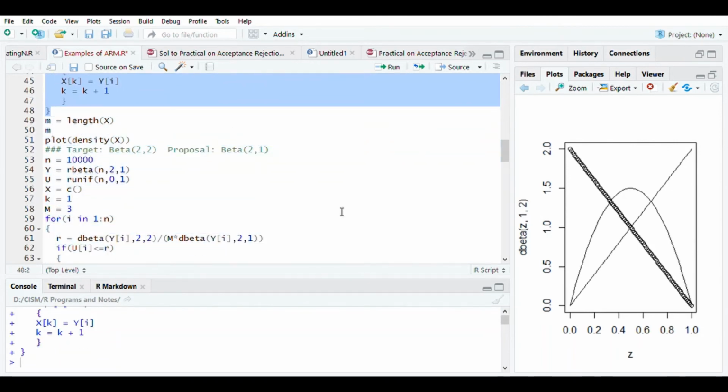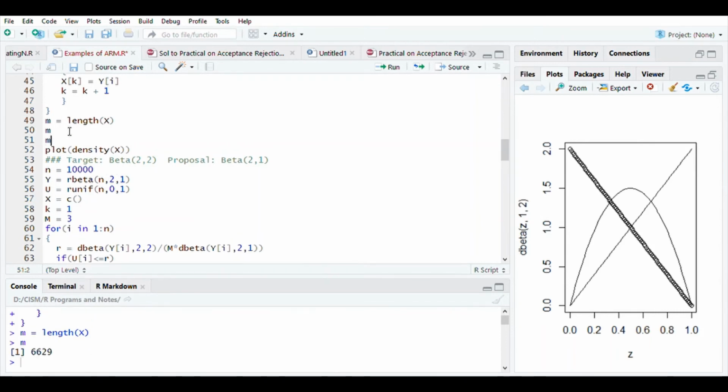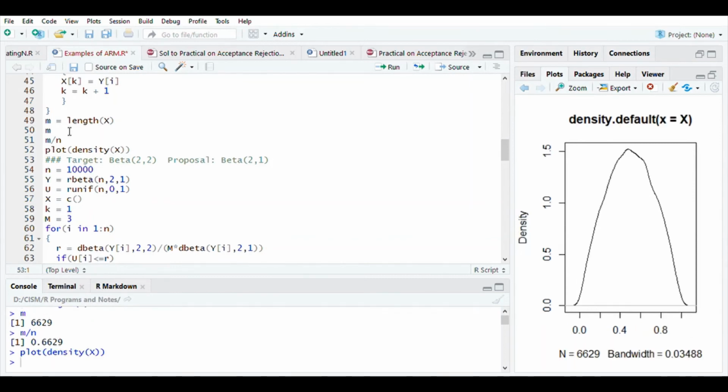The code is exactly the same as the code which we had developed earlier. So let us see how many points we got. Out of 10,000 we got 6629. So the acceptance rate is 0.6629. Not great actually. So let us check whether we are getting the sample from the target. It looks like yes: if you look at the density plot, it very much looks like the PDF of beta(2,2). So we can safely assume that we are getting observations from the target PDF.